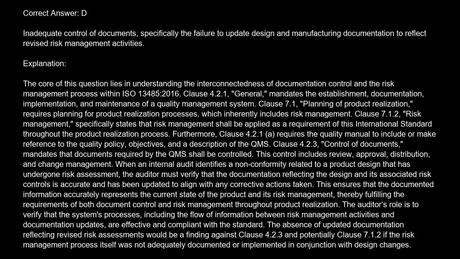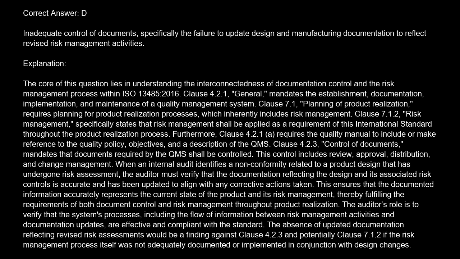When an internal audit identifies a nonconformity related to a product design that has undergone risk assessment, the auditor must verify that the documentation reflecting the design and its associated risk controls is accurate and has been updated to align with any corrective actions taken. This ensures that the documented information accurately represents the current state of the product and its risk management, thereby fulfilling the requirements of both document control and risk management throughout product realization.